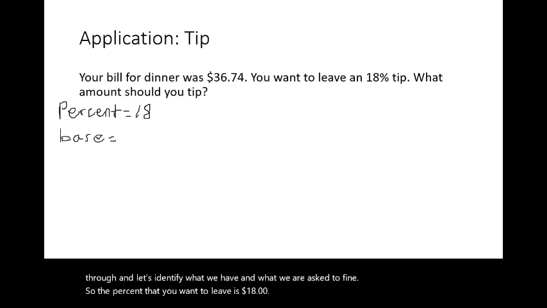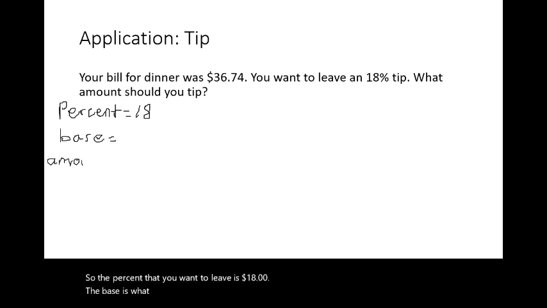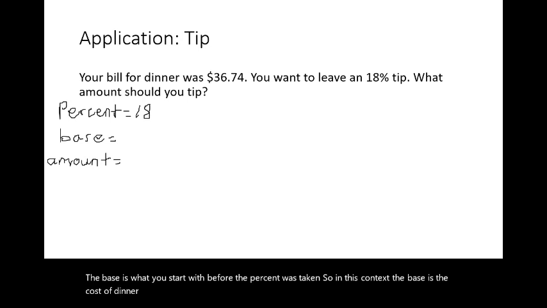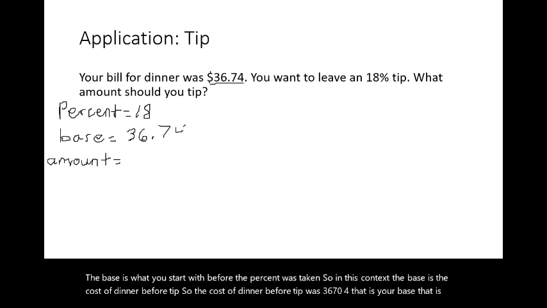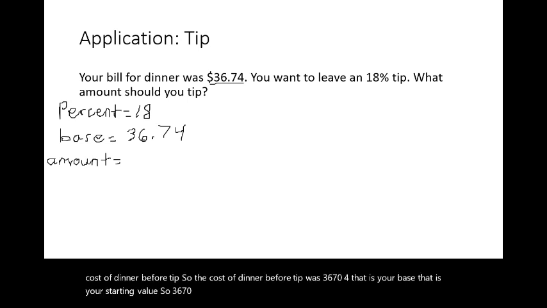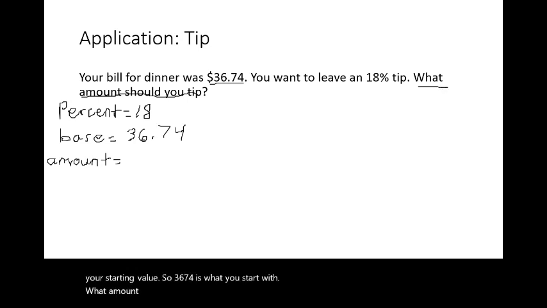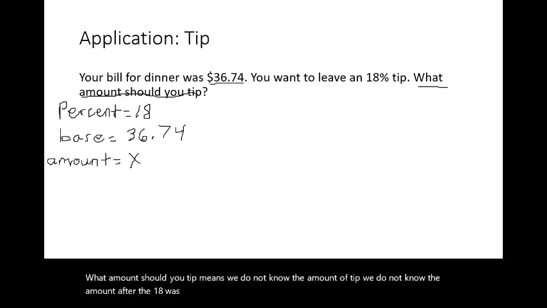The base is what you start with before the percent was taken. So in this context, the base is the cost of dinner before tip. So the cost of dinner before tip was $36.74. That is your base. That is your starting value. So $36.74 is what you start with. What amount should you tip? Means we do not know the amount of tip. We do not know the amount after the 18% was applied. So amount is unknown. So X is going to go in for amount.